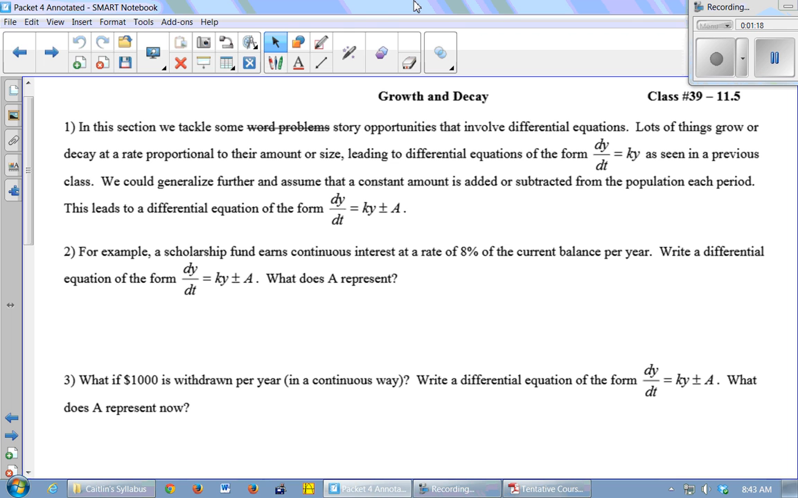When two things are proportional, one is a constant multiple of the other. So the rate of growth is a constant multiple of the size of the population. So k is just a constant. It's called the constant of proportionality.